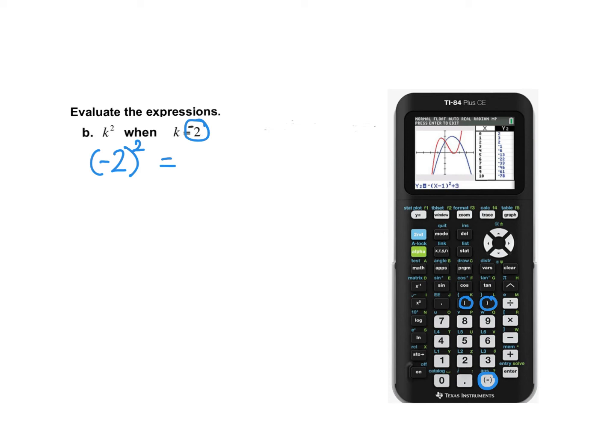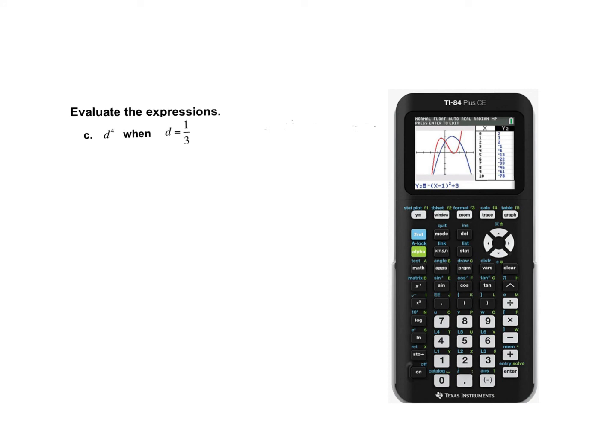And then I'm going to use the squared button. You could certainly use that caret button and do a 2 as well, but I think it's just easier to use that one. So you're going to use a parentheses, -2, close your parentheses, and don't forget, you have to use the negative, not the minus button, and squared. And when you do that, you're going to have +4.